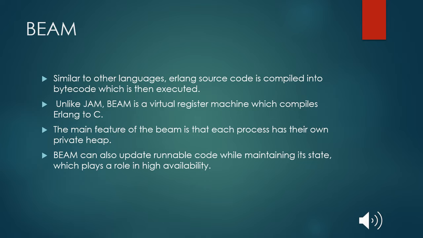Now let me talk more about Beam. Beam is a virtual machine at the core of OTP. It is a part of the Erlang compile system. Like many other languages, Erlang source code is compiled into bytecode, which is then executed later. And unlike JAM, Beam is a virtual register machine which compiles Erlang to C first. The main feature of Beam is that each process has its own private heap, and that process works on its private heap only. Beam can also update runnable code while maintaining its state, which plays a crucial role in the high availability of Erlang.